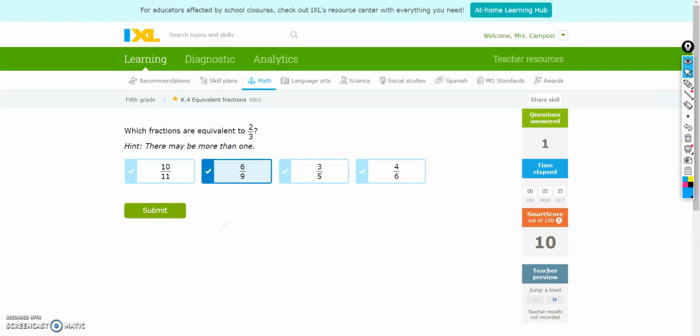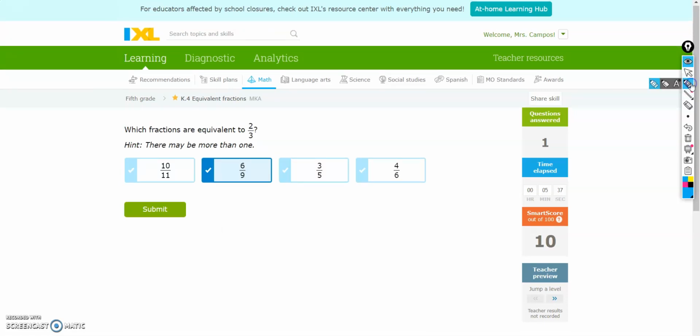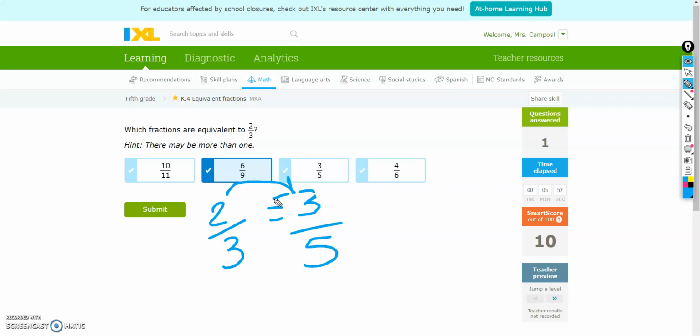Okay, so now I have 2/3 equals 3/5. Do those equal each other? Can you do anything to get a 2 to become a 3? Or a 3 to become a 5? No. Now, there is another way to check it, but we're not going to worry about that today.